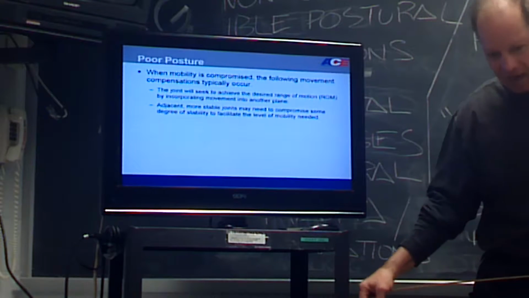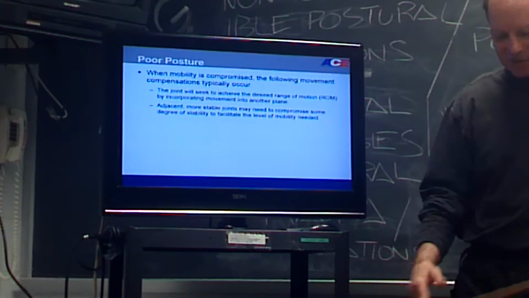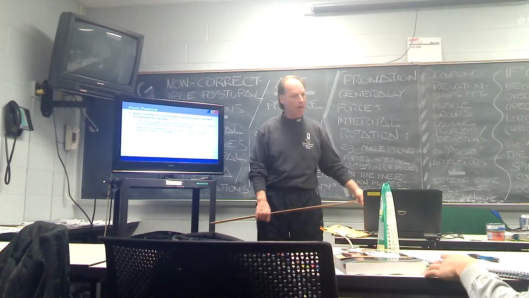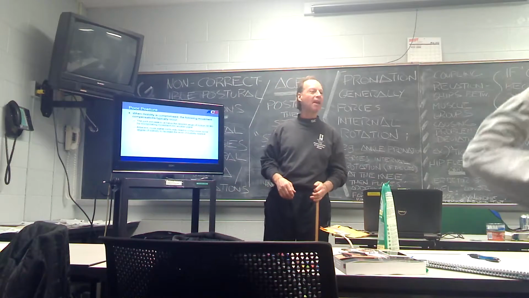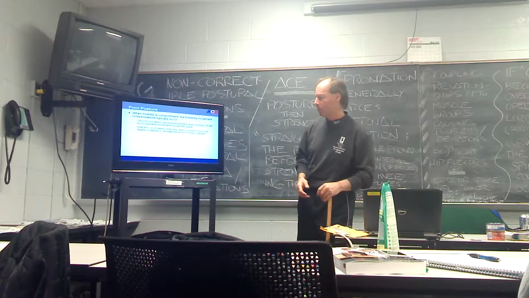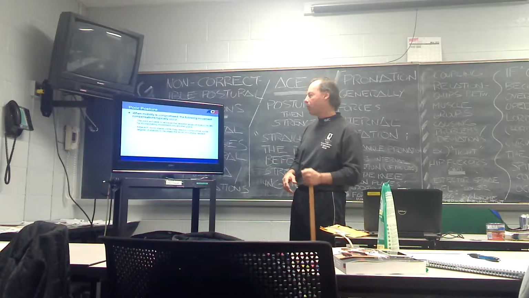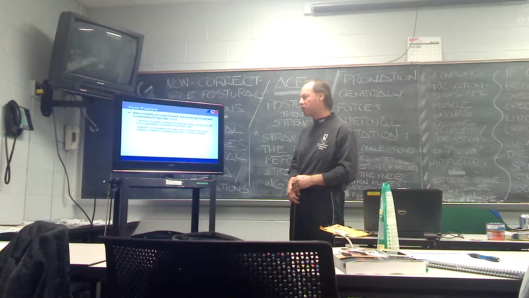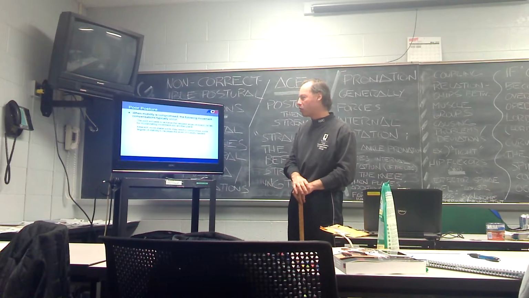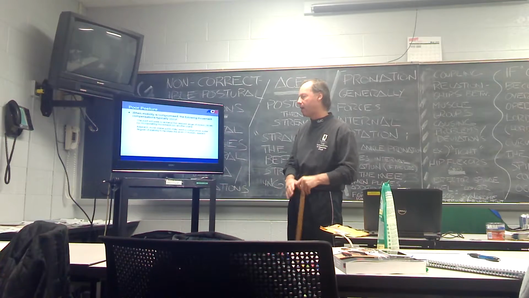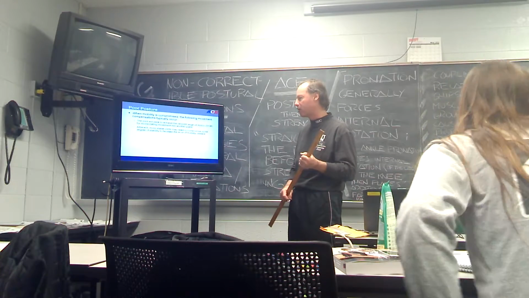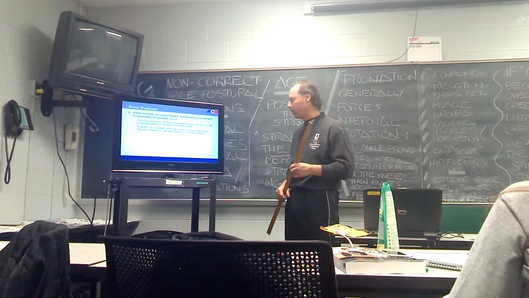The knee's kind of a hinge, but it doesn't like going high degrees either lateral or medial. We all get that. That's why there are so many accidents and injuries in the sports realm with knees. I'm living proof. When mobility is compromised, the following movement compensations can occur. The joint will seek to achieve the desired range of motion by incorporating movement into another plane. Adjacent, more stable joints may need to compromise some degree of stability to facilitate the level of mobility needed.